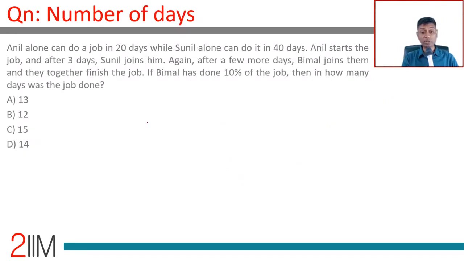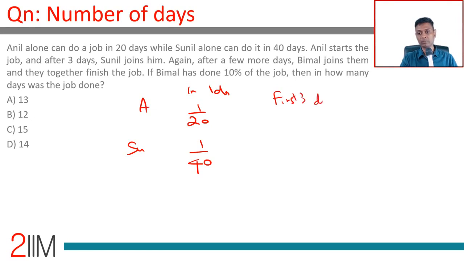Anil alone can do a job in 20 days. So Anil in 1 day can do 1/20th of the task. Sunil in 1 day can do 1/40th of the task, because he can do it alone in 40 days. Anil starts the job, and after 3 days Sunil joins him. So in the first 3 days we have done 3/20 of the task.